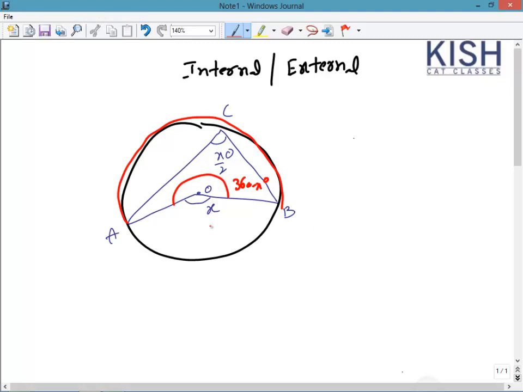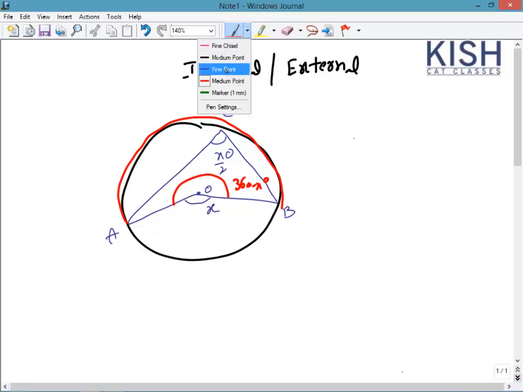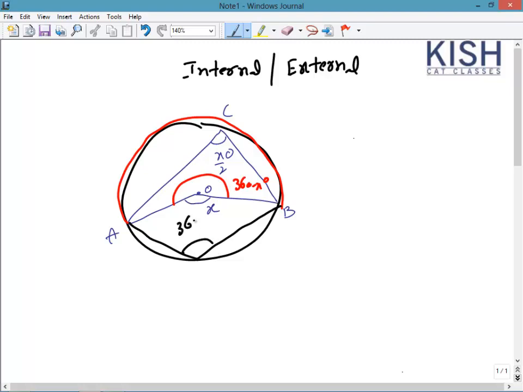Now if you take the major segment, let me draw one more thing here. Now this is again the other side of it. It means that this is exactly 360 minus x degrees by 2, which is equal to 180 minus x by 2 degrees. Now add these two things. This is 180 degrees minus x by 2 degrees. If you add these two things, it's equal to 180 degrees.